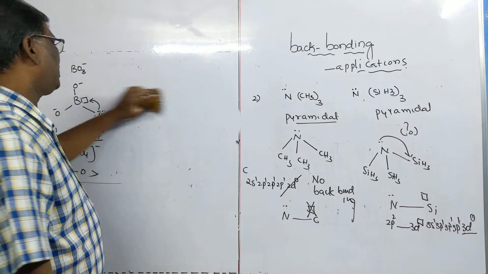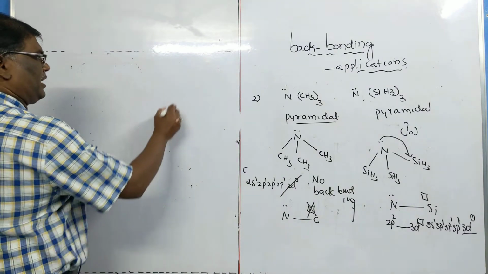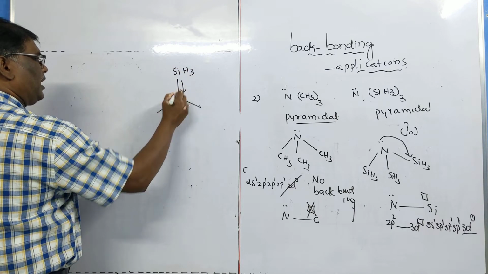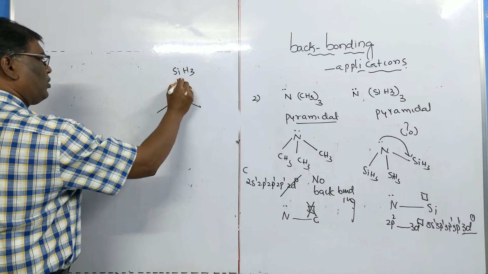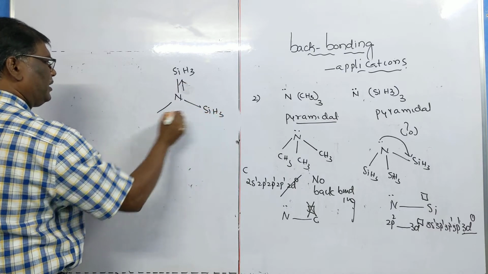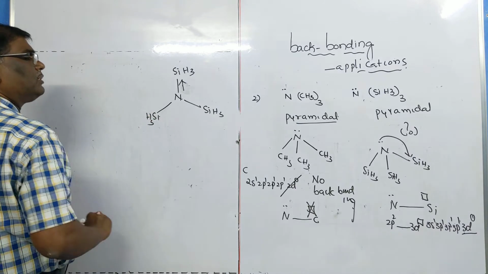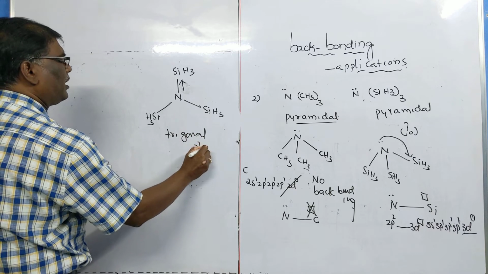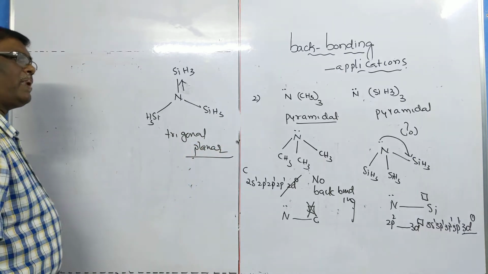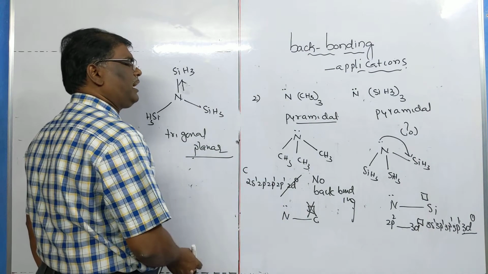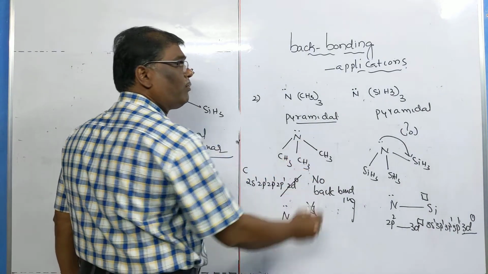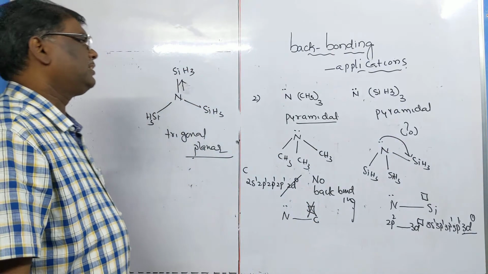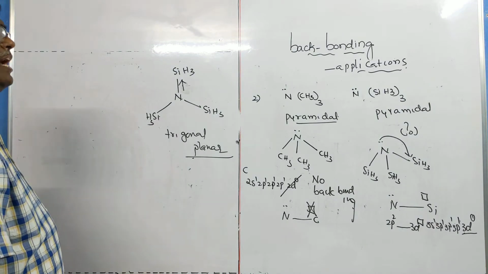Because of the back bonding, the shape changes to trigonal planar, so it does not have the pyramidal shape. The shape of this species is trigonal planar. Because of back bonding, the angle also increased. Actually it is expected to be 107 or 108 nearly, whereas this is more than 108. Thus the shape is influenced by back bonding.